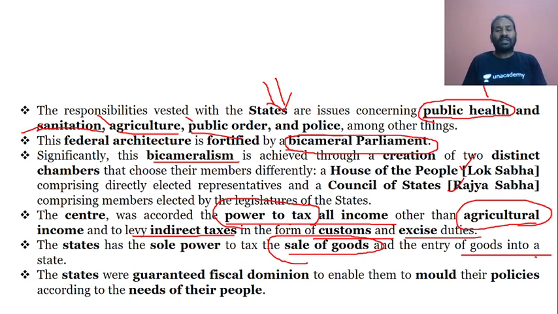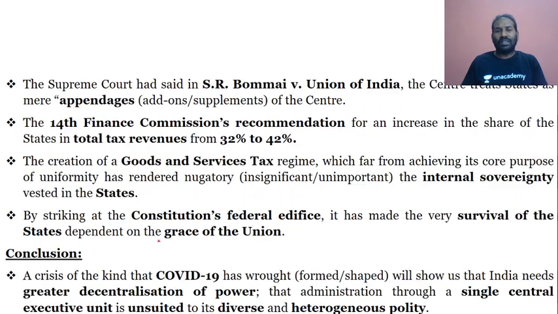So the power to tax the sale of goods is accorded to the states, and the states were guaranteed fiscal dominion. Fiscal dominion for what? So that they are enabled to mold their policies according to the needs of the people. Whatever expenditure they have, the states have been guaranteed to go ahead with depending upon the policies, the needs of the people, and the exigencies of the people's requirements in the particular state. The states have the dominion to mold the policies as per the needs.